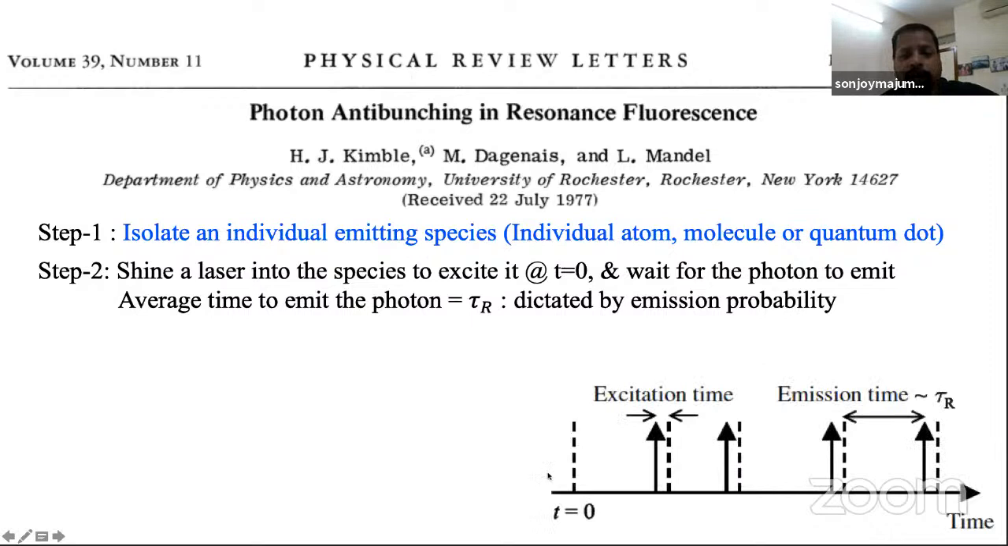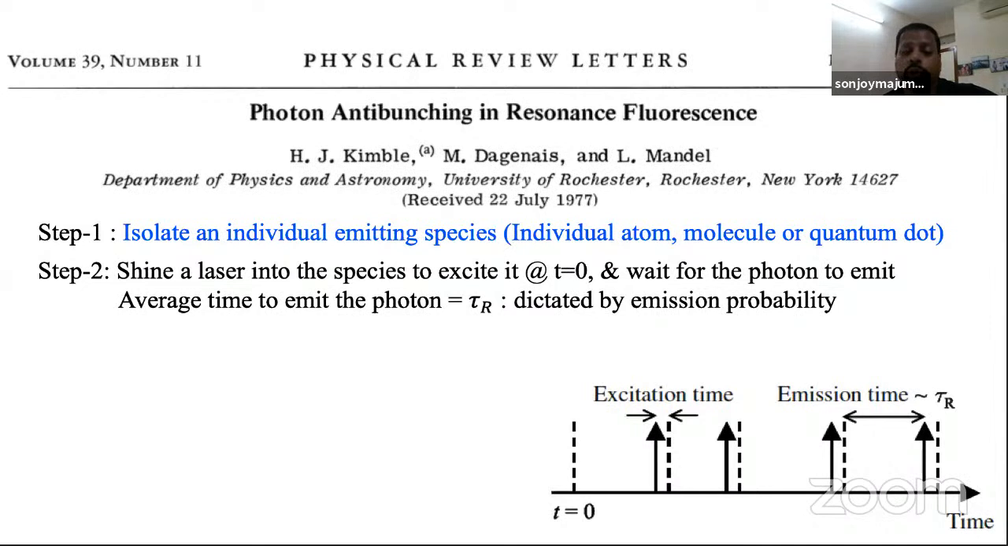So it's like this picture. Over time, at t equal to 0 you excite the atom to the excited state, and then at t equal to tau r you see that the first emission took place. Once the emission took place, the atom comes back to the ground state. Now you have the continuous source of laser light. While the atom was in the excited state, the absorption frequency was not matching the frequency of the laser light, so the laser light just goes through.